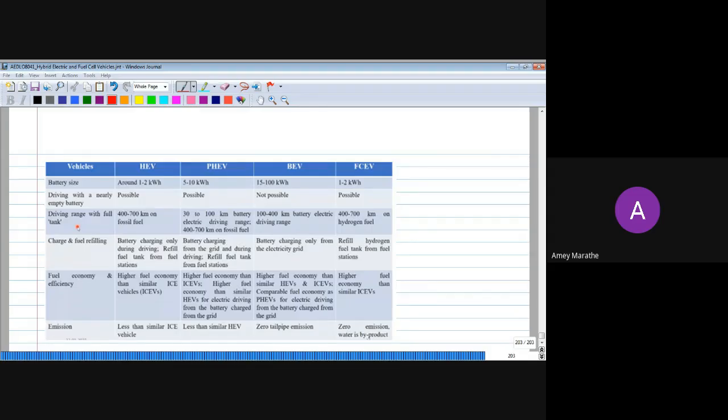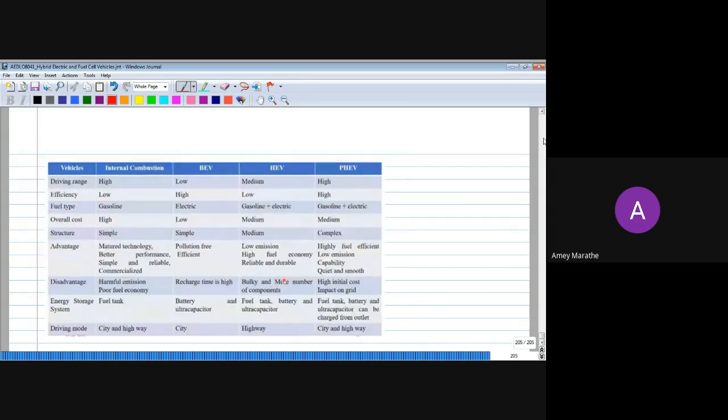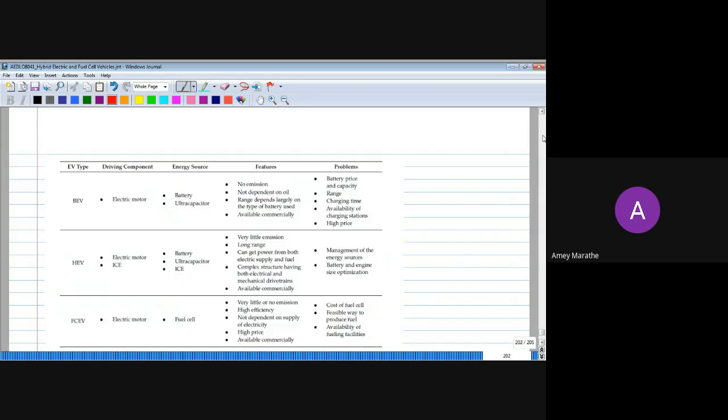So the only thing is, if someone tells you to summarize the plug-in hybrids, battery electric, hybrid electric vehicles, you should have ready-made comparison charts with you. So that is the whole idea of having these charts with us. I can explain all these charts as well. So, let us go back and see.